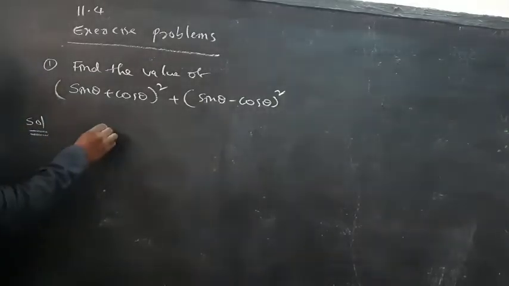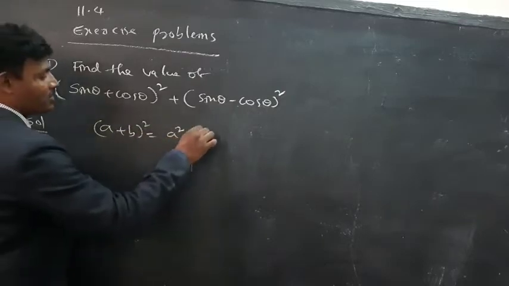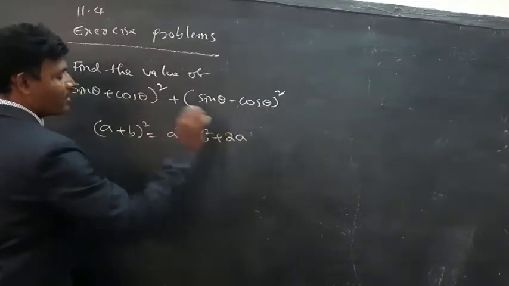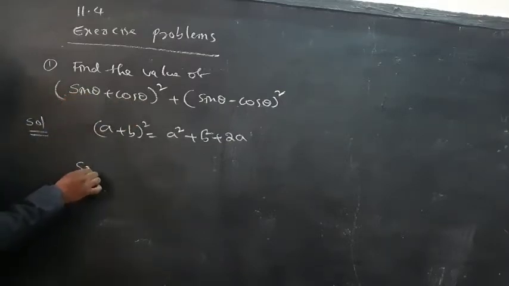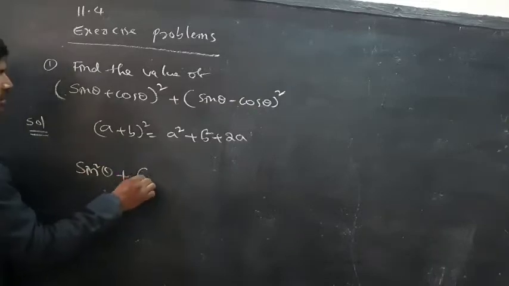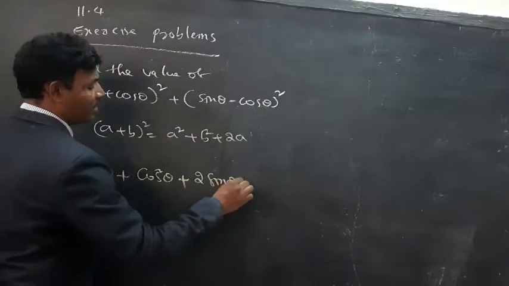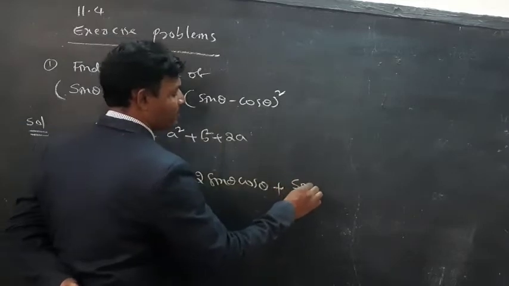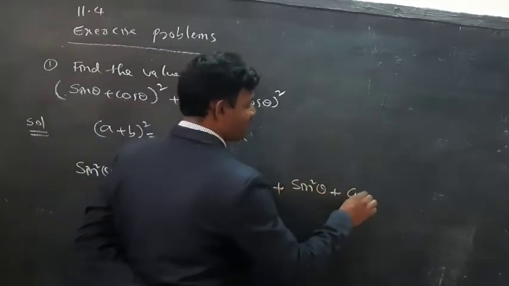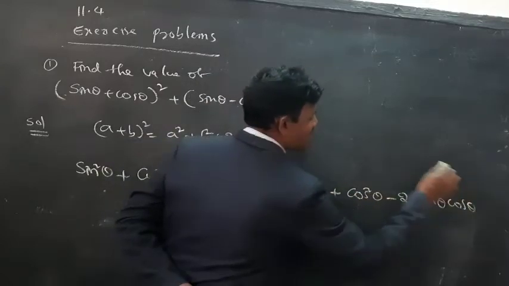First of all, recall the form of (a plus b) whole square. (a plus b) whole square is equal to a square plus b square plus 2ab. Similarly, (a minus b) whole square is equal to a square plus b square minus 2ab. So here, a square we can write as sin square theta, b square as cos square theta, plus 2ab means 2 sin theta cos theta. Plus here a square means sin square theta plus b square means cos square theta minus 2ab means 2 sin theta cos theta.